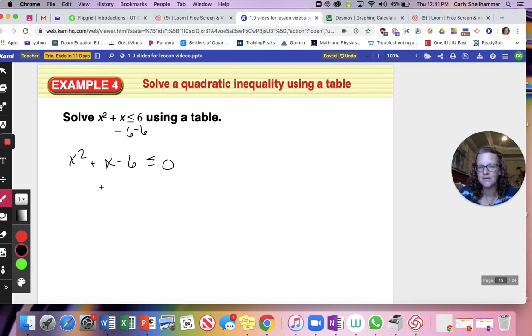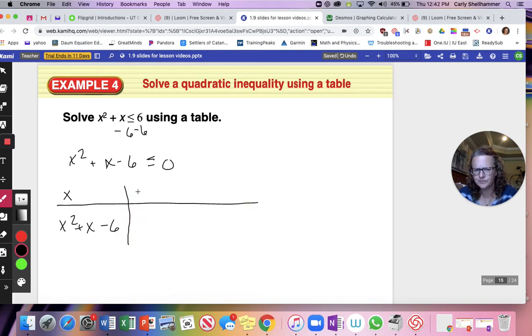Now I'm going to make a table of values. If you remember when we first started this chapter, we learned how to graph things by a table of values. Not the most efficient, but it's okay. I'm going to have our input and our output. Let's just pick some values. I went all the negative ones, now all the positive ones, and go ahead and plug them in.